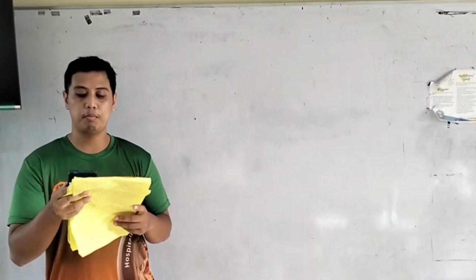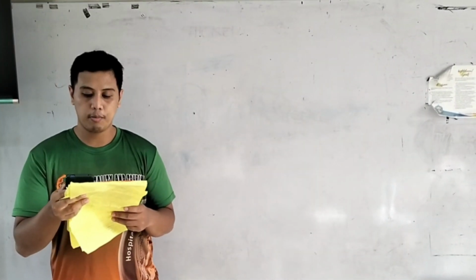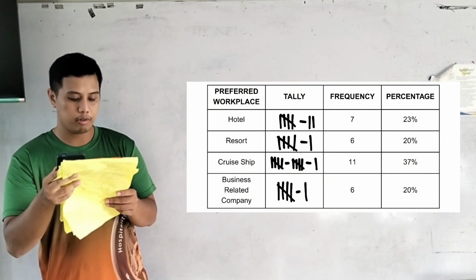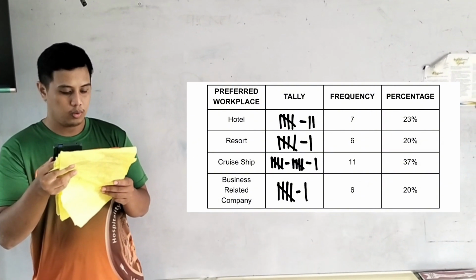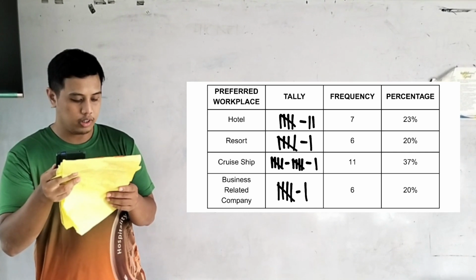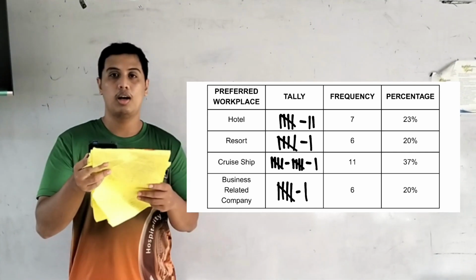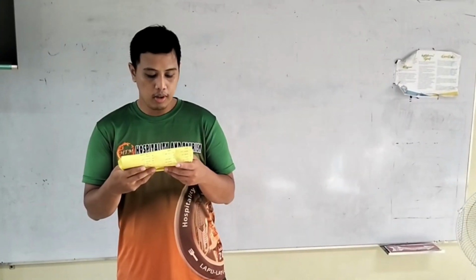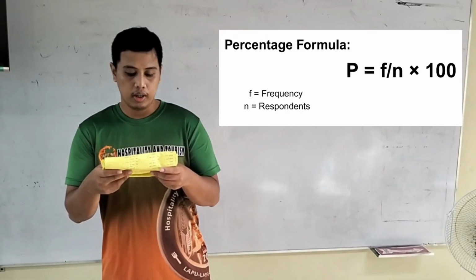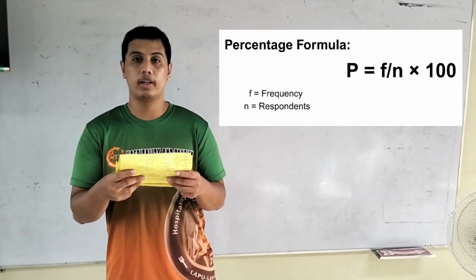I am Alvin Carpi Zonoria, and I am the presenter, and I will now explain the frequency distribution table. For the hotel, there are 7 respondents. For the resort, we have 6 respondents, for the cruise ship we have 11, and the business related company has 6 respondents. The formula to get the percentage is the frequency divided by the number of all respondents, times 100.